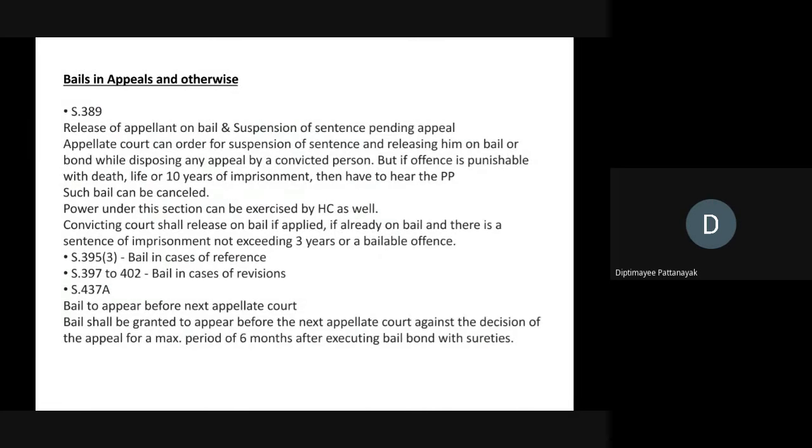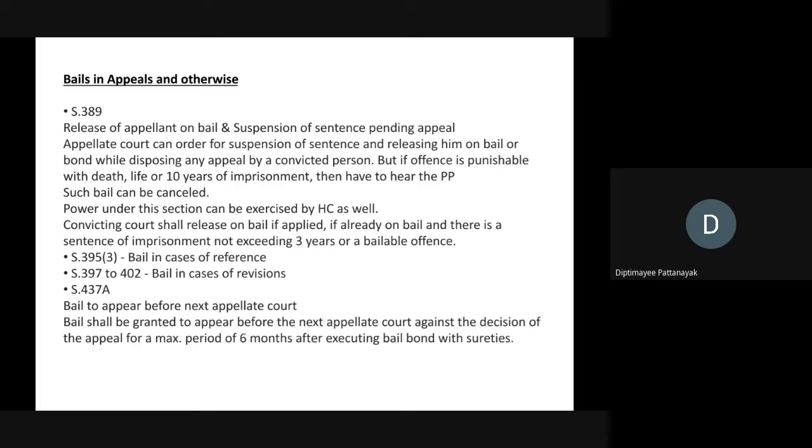Now, there are other provisions of bail in CrPC, such as bail enumerated in Section 389, that is release of appellant on bail and suspension of sentence pending appeal. So, an appellate court can order the suspension of sentence, and the accused can be released on bail or bond only while disposing any appeal by a convicted person. So, this is a may provision again. The appellate court can or may order for a suspension of sentence, and we can release him on bail.